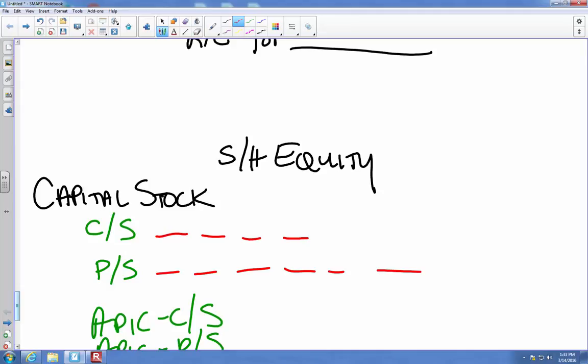What's one thing you want to know about common stock? I guess I'll just tell you. Yeah, you want the par on both of these, right? Sure. Yeah. So that same thing we just did: number authorized, number issued, number outstanding.